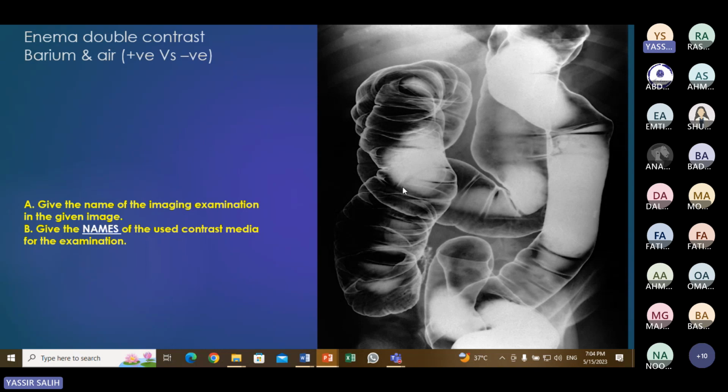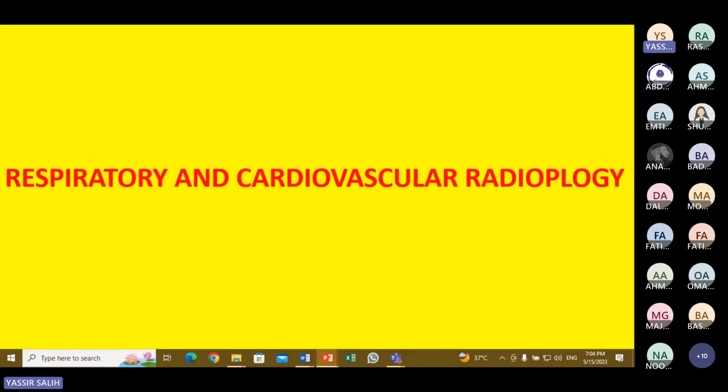So we use two types of contrast, positive and negative. This is a double contrast enema, in which we use two types of contrast. Negative is air, and the positive could be barium or iodinated water soluble contrast medium.